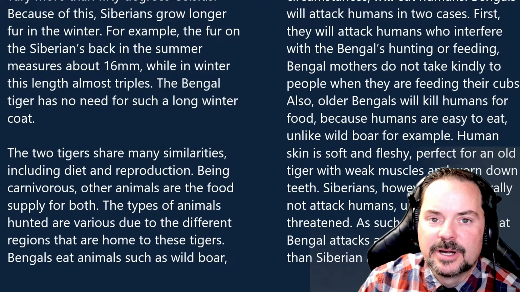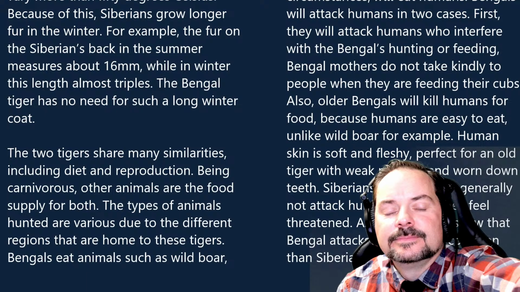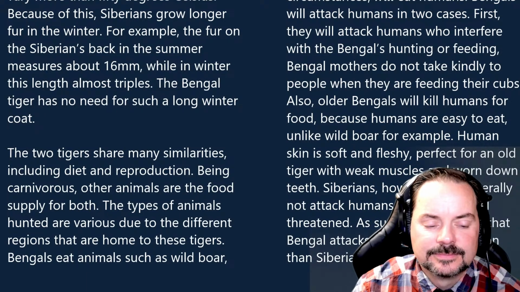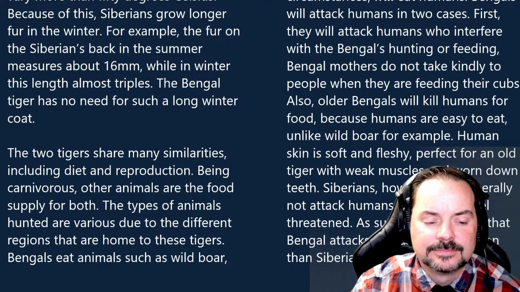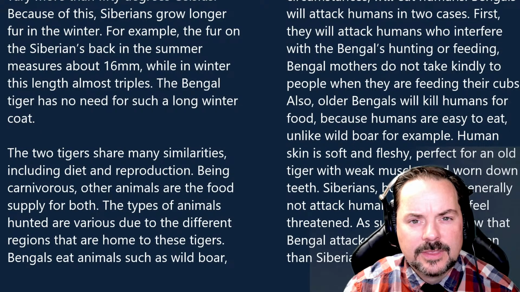All right, what's this paragraph about, Flower? It's about how in the winter, the Siberian's fur will grow longer. It triples. Right.